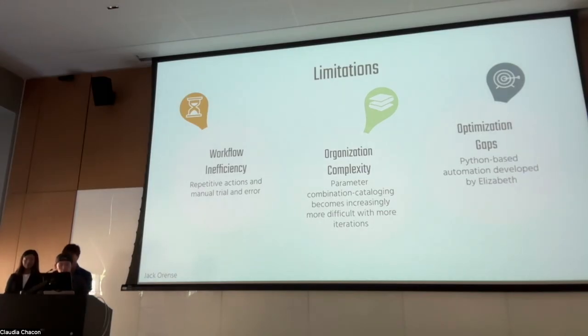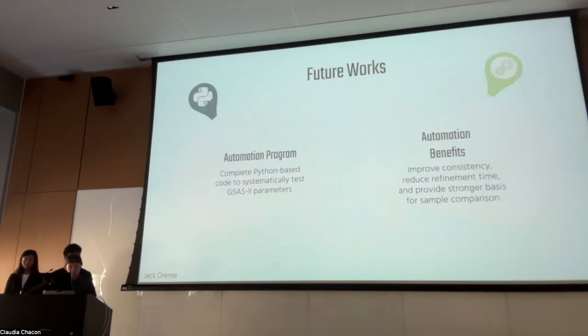To address these limitations, Elizabeth has begun work on a Python-based automation tool that uses the GSAS-II scripting interface. Rather than relying on manual trial and error, the program is designed to systematically test refinement parameters and identify more effective combinations with greater efficiency.